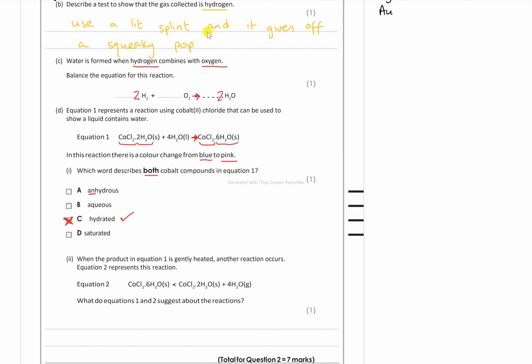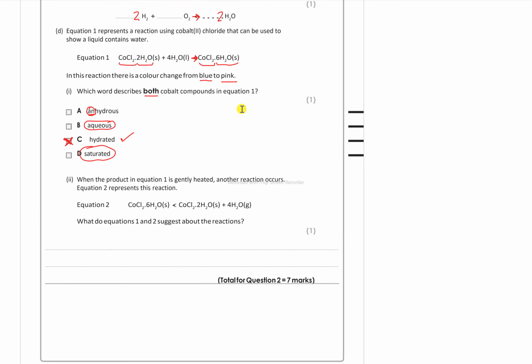Anhydrous means no water. Aqueous means it's in water, liquid. Saturated means it's got a single carbon to carbon bond. I think that's what it'd be applied for.